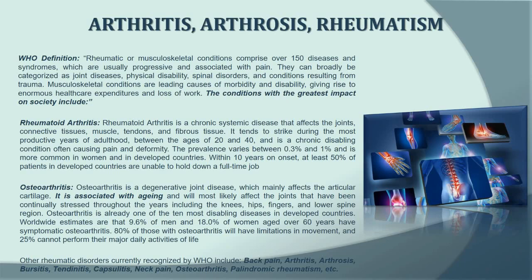Second is a disease called osteoarthritis, which is a degenerative joint disease, which mainly affects the articular cartilage. It is associated with aging and will most likely affect the joints that have been continually stressed throughout the years, including your knees, your hips, your fingers, and the lower spine region. Osteoarthritis is already one of the 10 most disabling diseases in developed countries, and the worldwide estimates are that 9.6% of men and 18% of women over the age of 60 have symptomatic osteoarthritis. 80% of those with osteoarthritis will have limitations in movement, and 25% cannot perform their major daily activities of life.